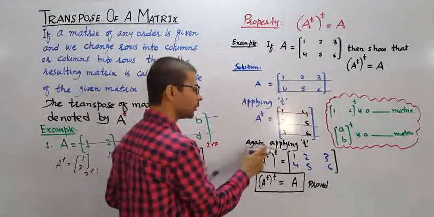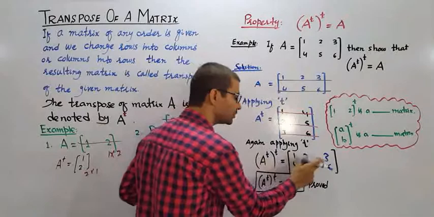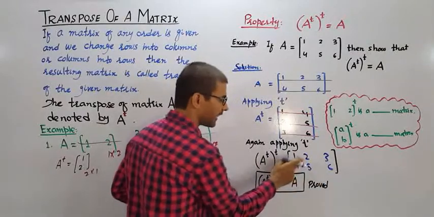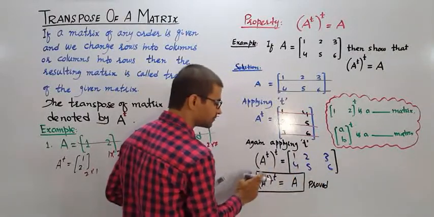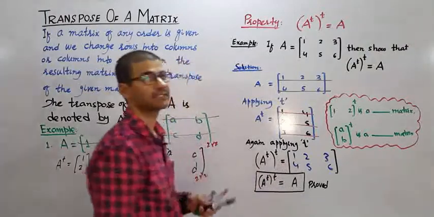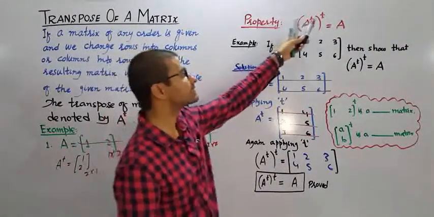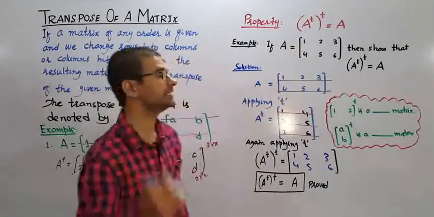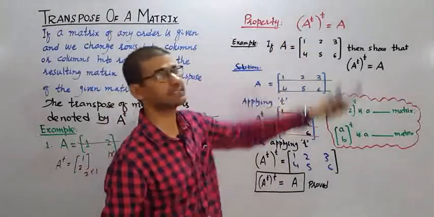A transpose to the whole transpose is equal to 1, 2, 3, 4, 5, 6. We can write it as A. So A transpose to the whole transpose is equal to A. This is a property. B transpose to the whole transpose is equal to B. C double transpose is equal to C.